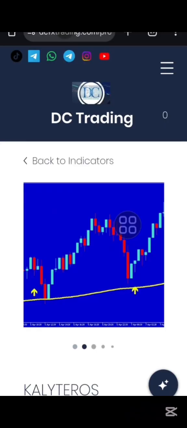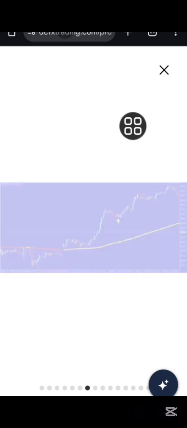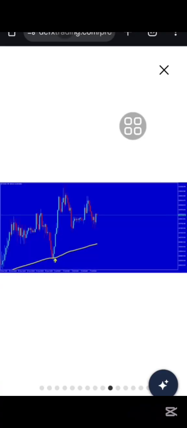So we've created an indicator using this particular strategy. This is basically how this indicator looks, and we have been using it in our VIP group, and you saw the results. The results are very good. So basically this is how the indicator looks.